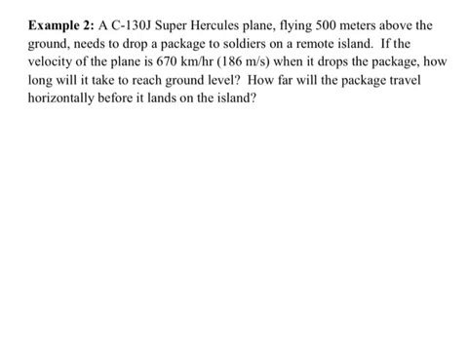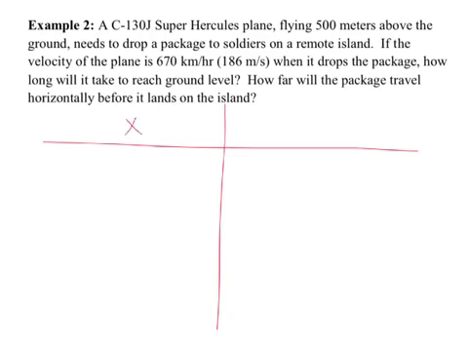Okay? So for this problem, let's take a look now. We know our height is 500 meters above the ground. So let's split it up in X and Y direction and list these. It says, how far will the package travel horizontally before it lands on the island? So X is unknown. Y is how much? Net down, so it's negative 500 meters, good.